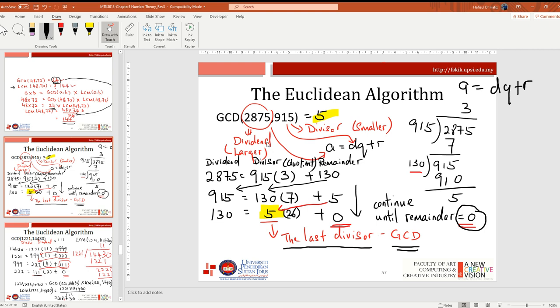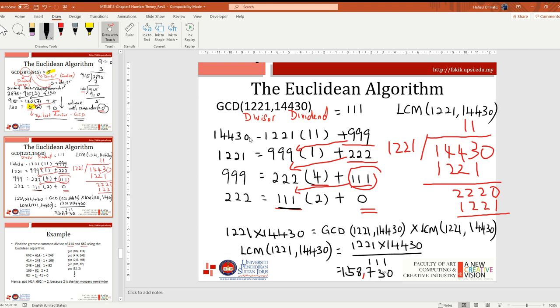Okay, this one is the Euclidean algorithm, GCD of 2875 and 915. The last divisor is the GCD, continue until the remainder is 0. So the GCD for 2875, divided larger by smaller divisor, we got 5. Okay, this one I have explained to you. Same goes to the GCD, divisor and dividend. We got 111.